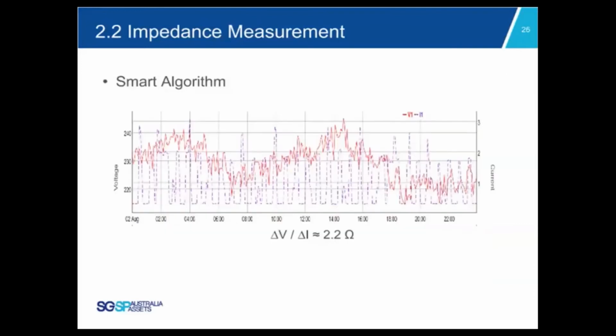You may think delta V over delta I is too simple. Here's an example of our impedance algorithm, which can overcome the issue of abnormal patterns. The delta V, delta I calculation result of 2.2 ohms in this case doesn't reflect neutral issues from this customer. Our algorithm has a smart filtering function to avoid the impedance result being affected by voltage and current fluctuation.